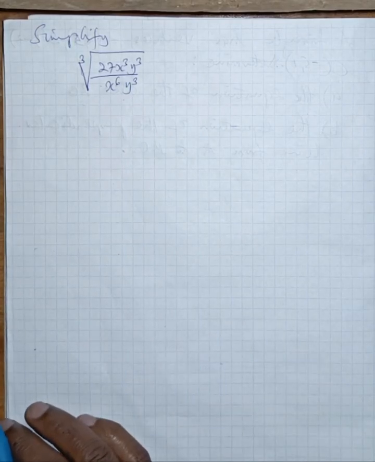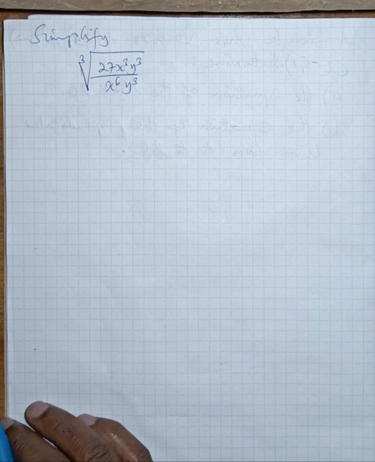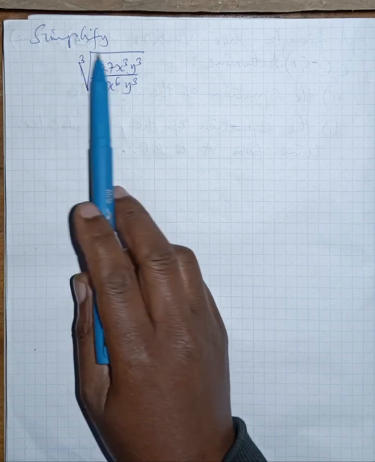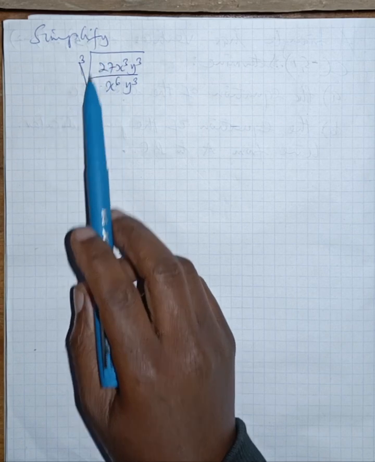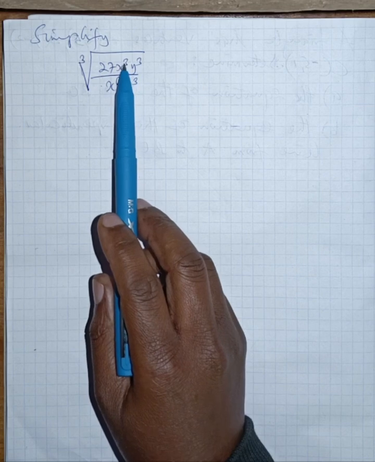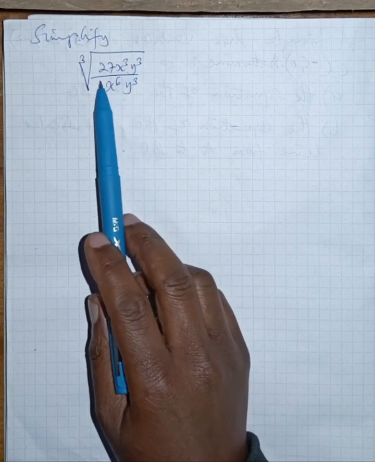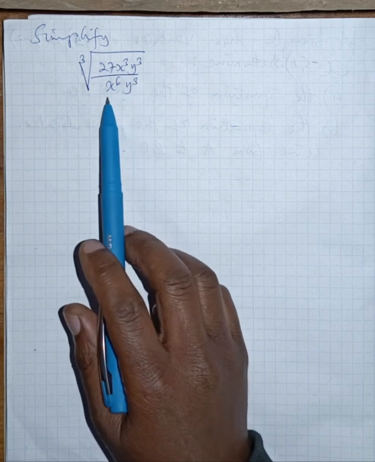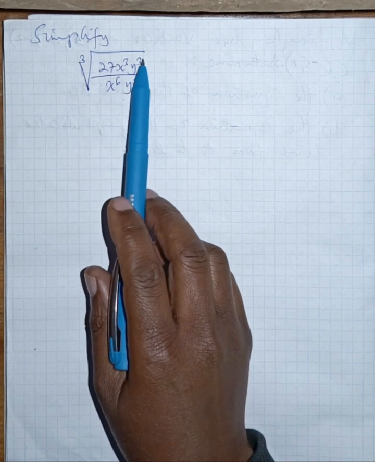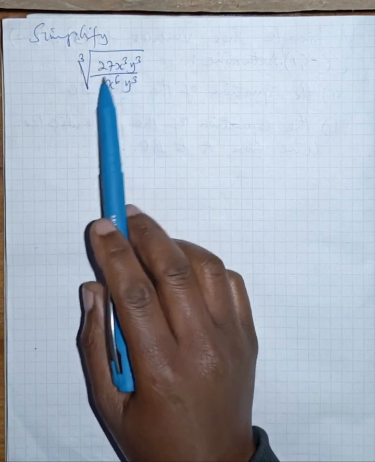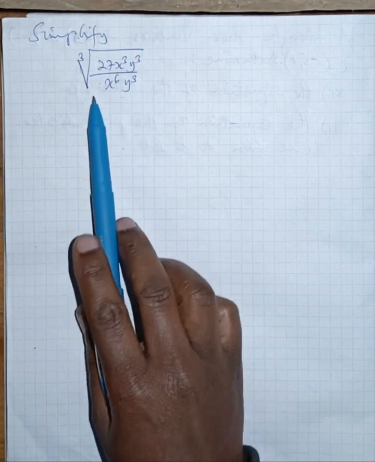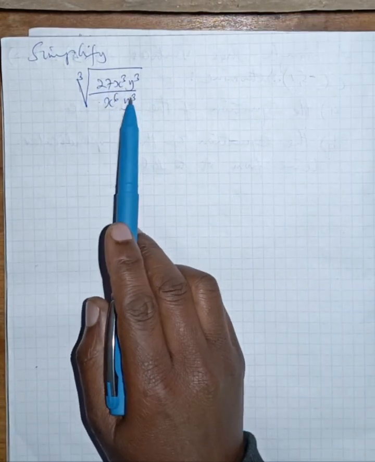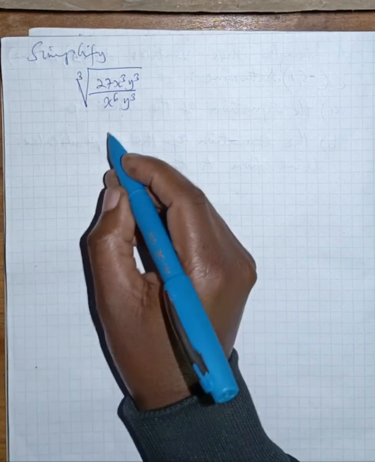Okay, look at this one. It is drawn from the mathematics book 2, indices, and the question says simplify the cube root of 27x power 3 y power 3 over x power 6 y power 3. Now this one has two ways of doing it. You can first of all divide this and this, then you get the cube root, or you go directly and get the cube root of all this and this, then you divide. So I'm going to do the two ways.